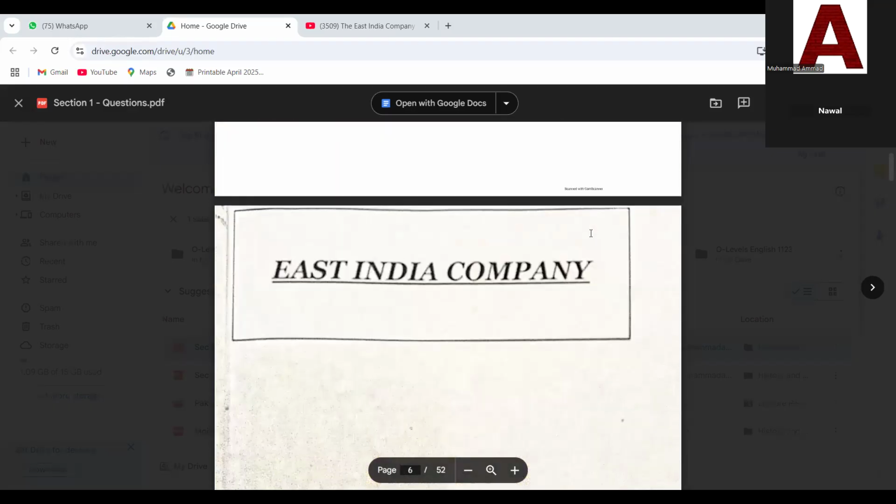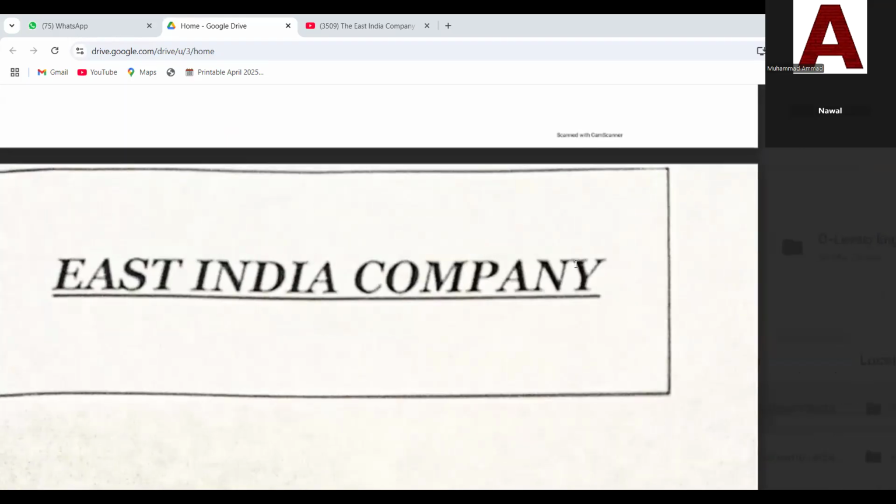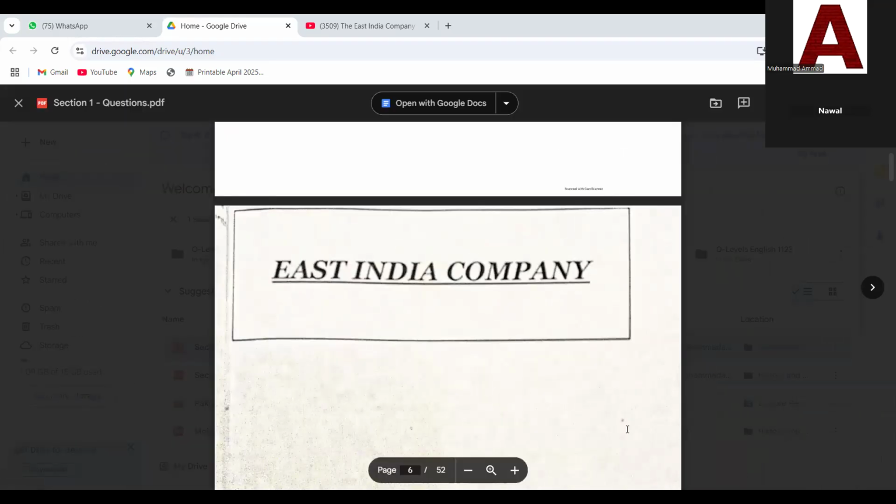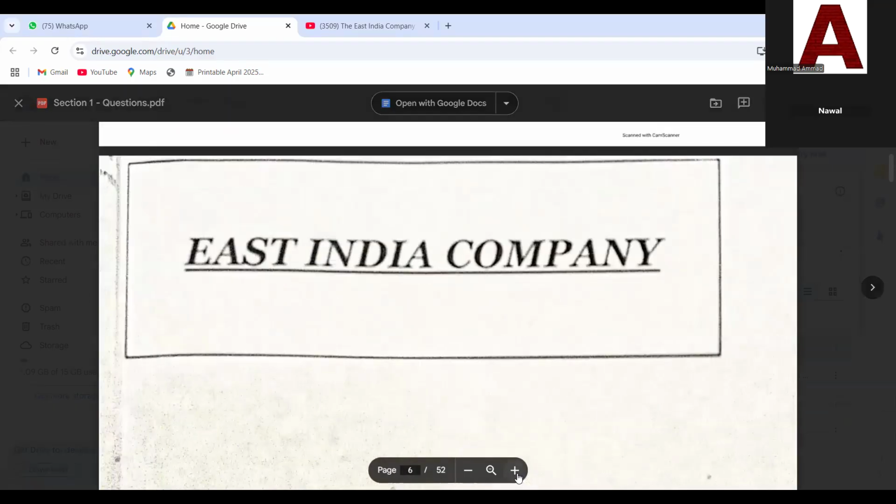So previously we were studying the downfall of Mughal Empire, and all of our lessons were on the discussion of the reasons for the collapse of the Mughals.